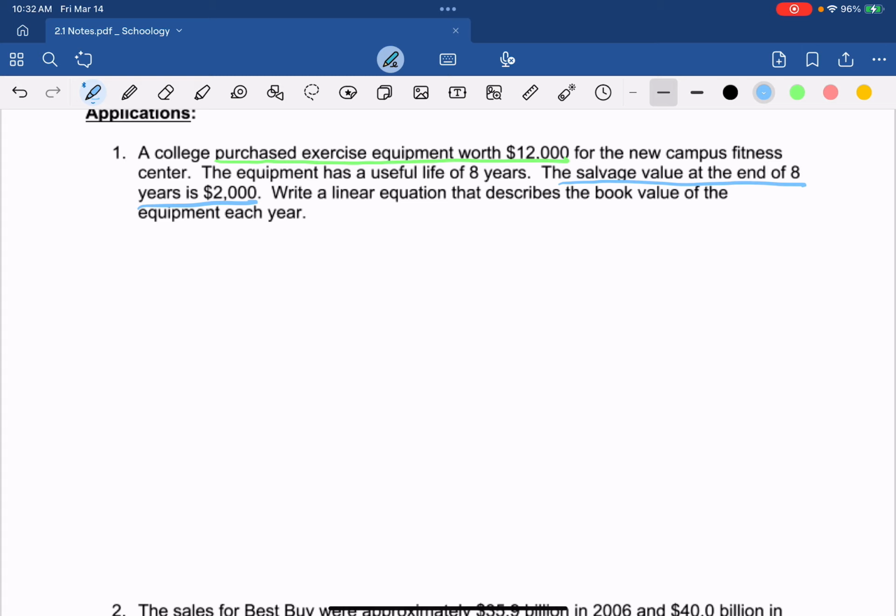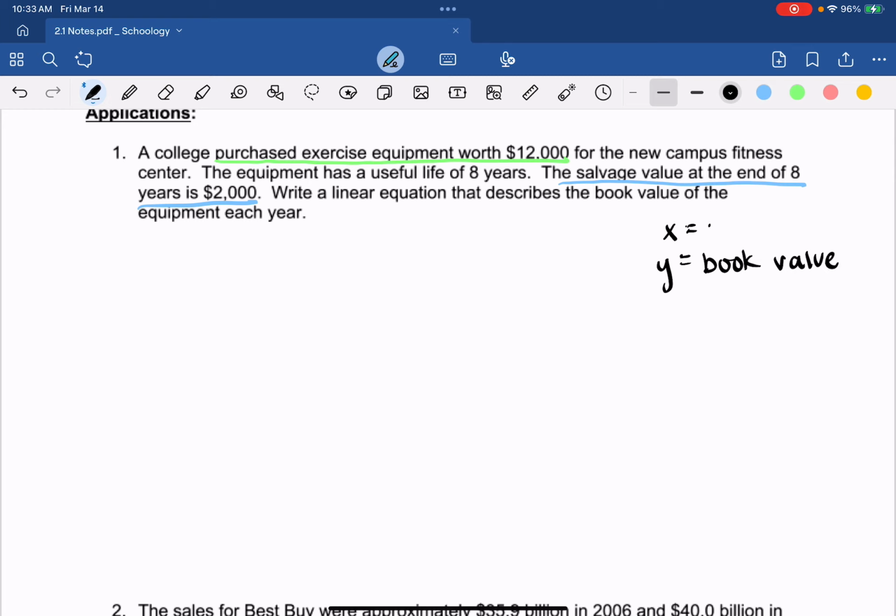Okay? So in other words, they're giving us 2 moments in time. We have a starting time, and then we have a time later on at the end of its life, it seems, at 8. Okay? I want you to think about these in terms of our values, x and y. Right? It's always good to define our variables. Okay? So y is the dependent variable. So that's going to be our book value. Okay, that's the value of this equipment.